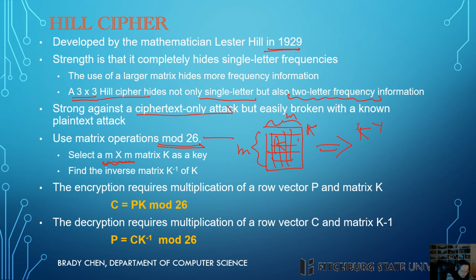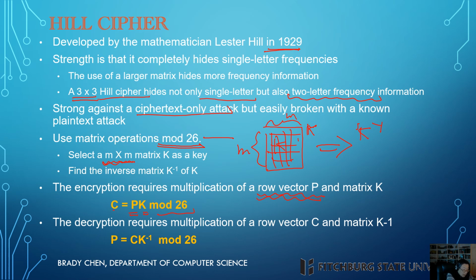So the encryption is going to be like this. Suppose we have a plain text as a row vector, which is actually the numbers as a row vector. Or we can think about a row vector as a 1 by m matrix. One row and m columns. Then we multiply p by k and apply the modular operation.